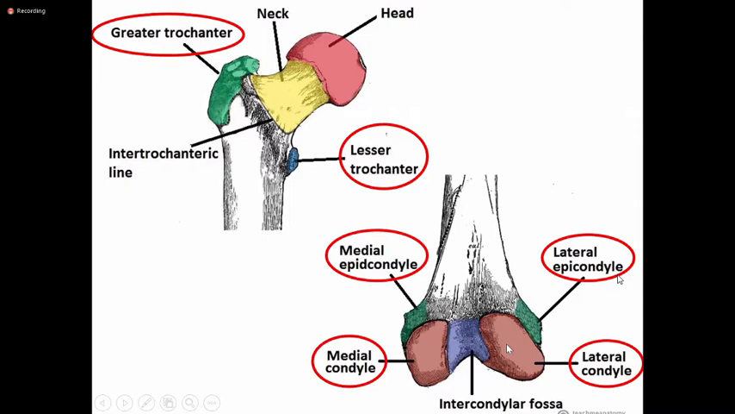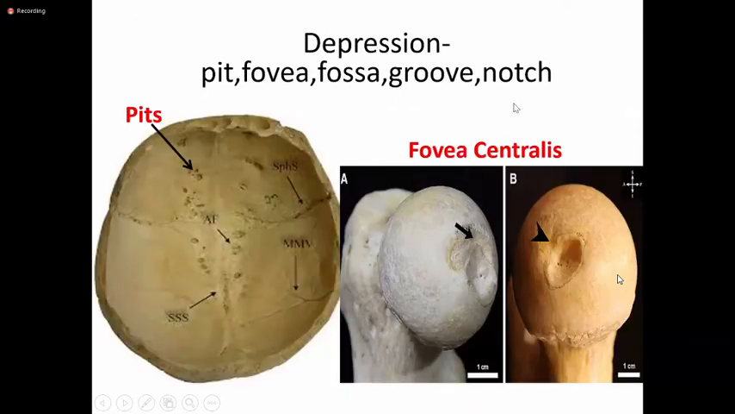Suppose the surface of the bone is depressed inside. We have different depressions like that: pit, fovea, fossa, groove, or notch. Here we can see numerous pits on the inner surface of the skull bone. The upper part of the skull bone is called calvaria. We can see the pits inside the calvaria or the skull cap.